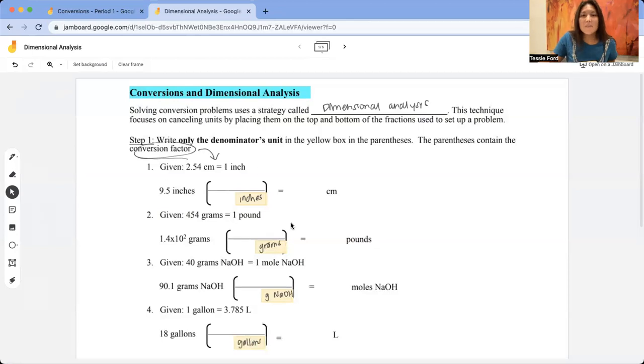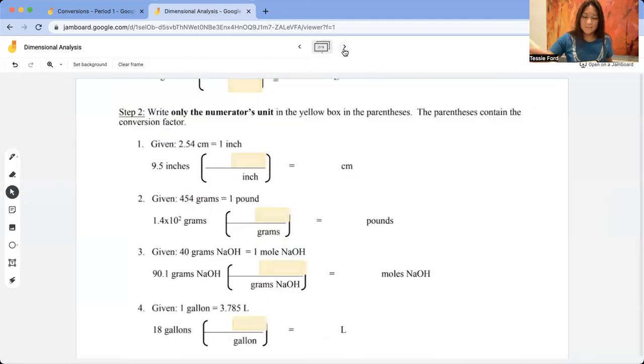Now, the second step to doing dimensional analysis is doing your units at the top. The numerator units are the units that you want, that you're trying to solve for. So we see over here, inches, inches, grams, grams, grams, grams, gallons, gallons. Those are going to cancel, and you're going to end up with the units on the top that you want. So on the top, since we want centimeters, we put centimeters.